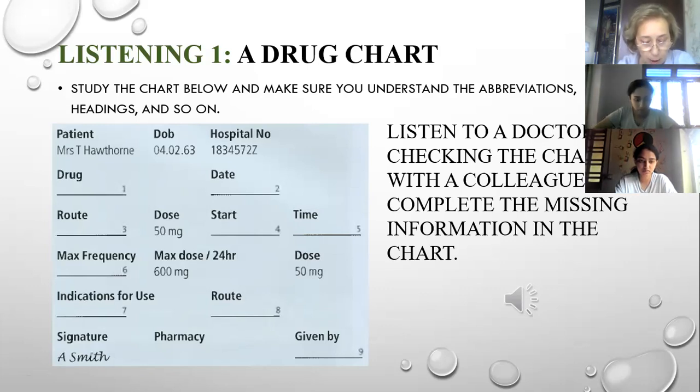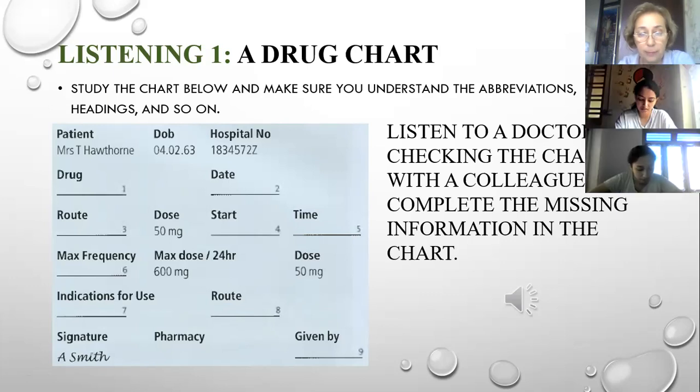This is PRN, pro re nata. And the route is intramuscular. Okay. And what do we write on the last line here? Senior Nurse Bond. Perfect. Okay. So this is the example of a drug chart.